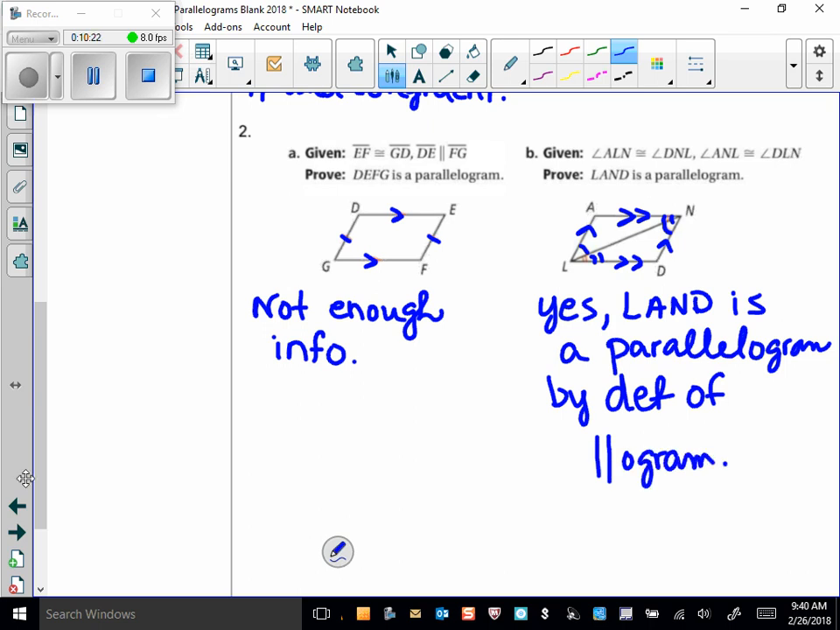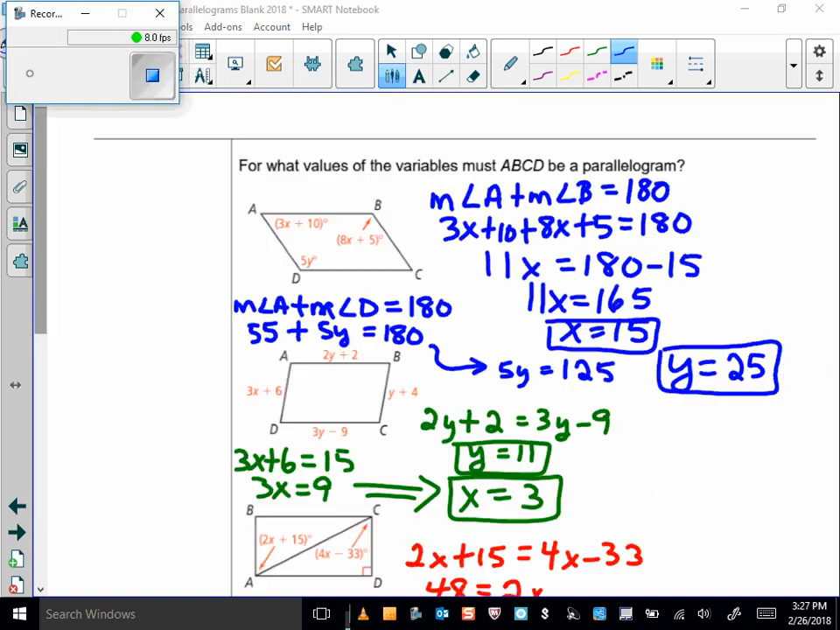So I want you to work the back page, even try the proof, come back and check, and I'll have the solutions up for you. Okay, so here we are back to check the problems that I left you to work on your own. And they're just asking me, what do the values of the variables have to be so that ABCD is a parallelogram? So I look at the first one. I got two ways to go.